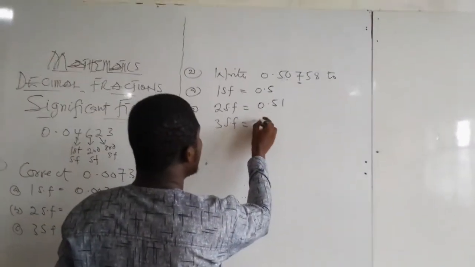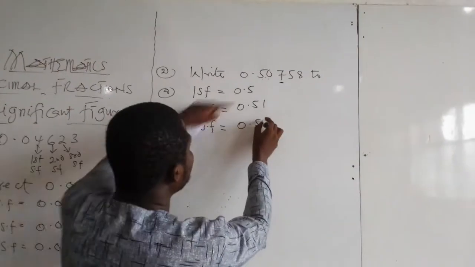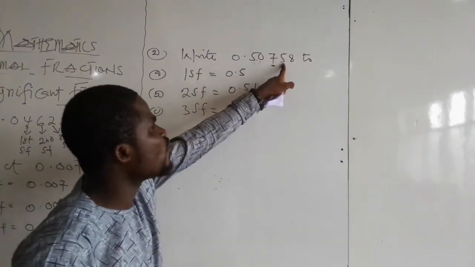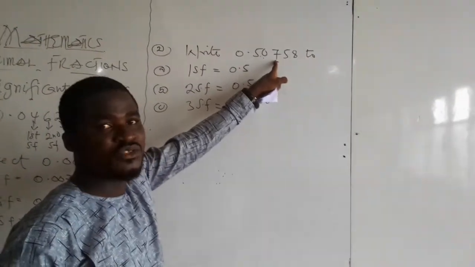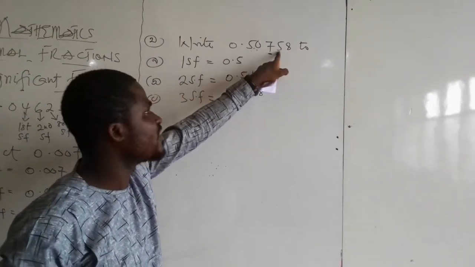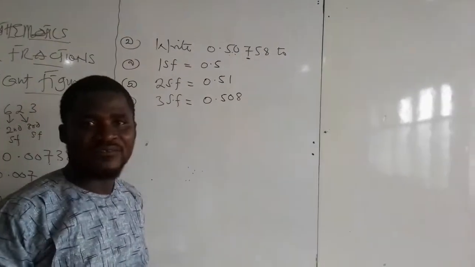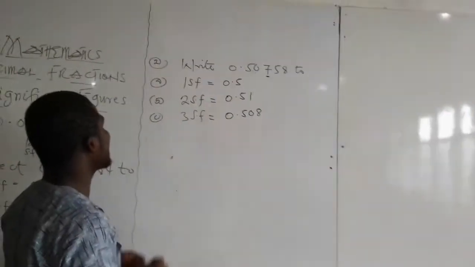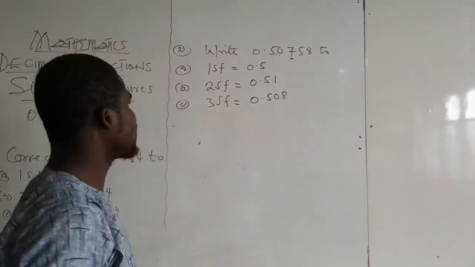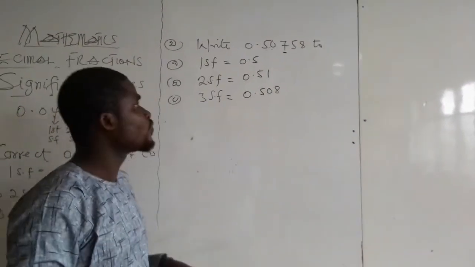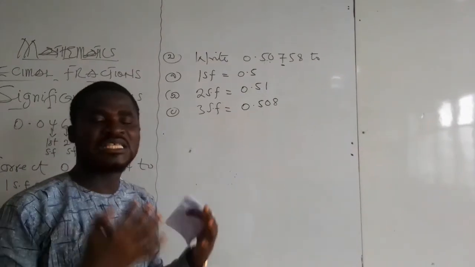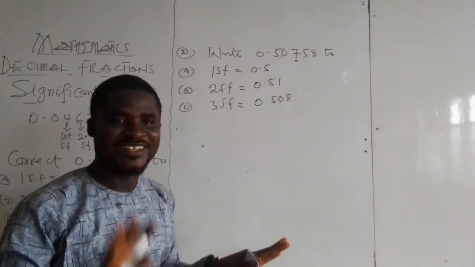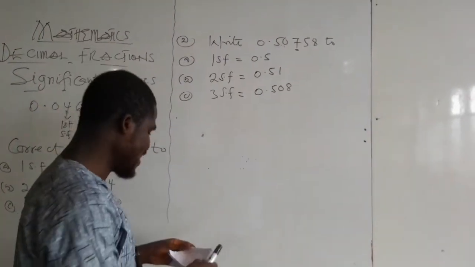So I'm going to have 0.508. Why 8? Because I added 1 to the 7 to become 8. Because the 5 here is 5 or more. Okay. So these are the methods you are going to use to find your significant figures. And you've gotten all the steps. That's good. Now let's try the next one.